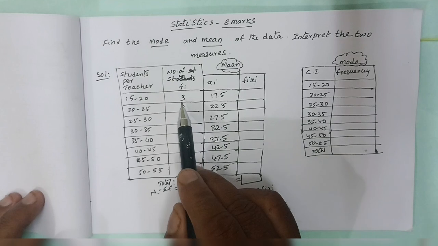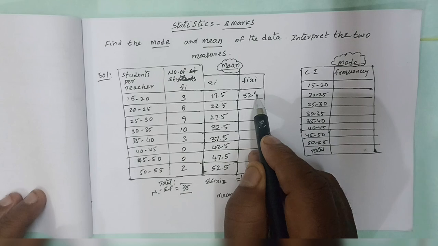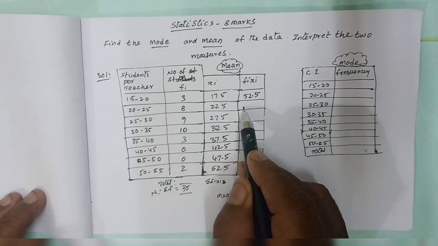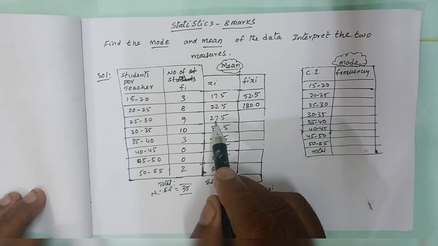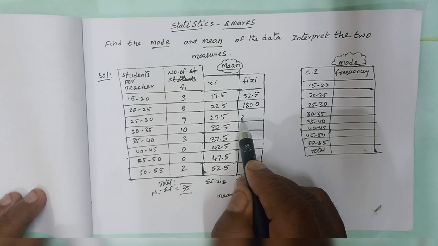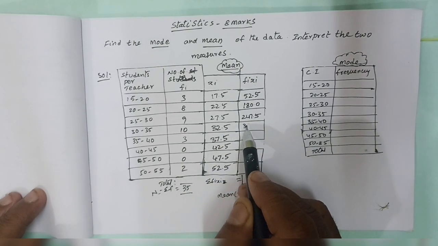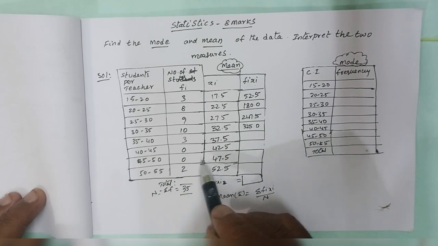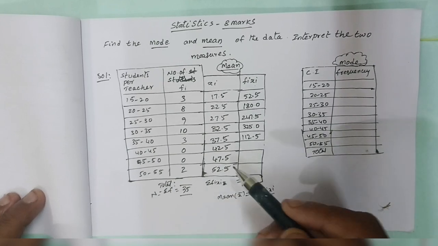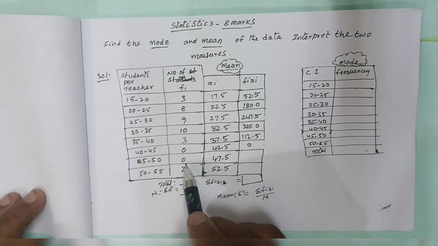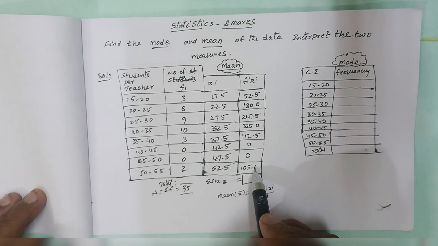Fi xi we know. 3 into 17.5 is 52.5. Next 8 into 22.5 is 180.0. Next 9 into 27.5 is 247.5. 10 into 32.5 is 325.0. 3 into 37.5 is 112.5. 0 into anything is 0. 2 into 52.5 is 105.0.